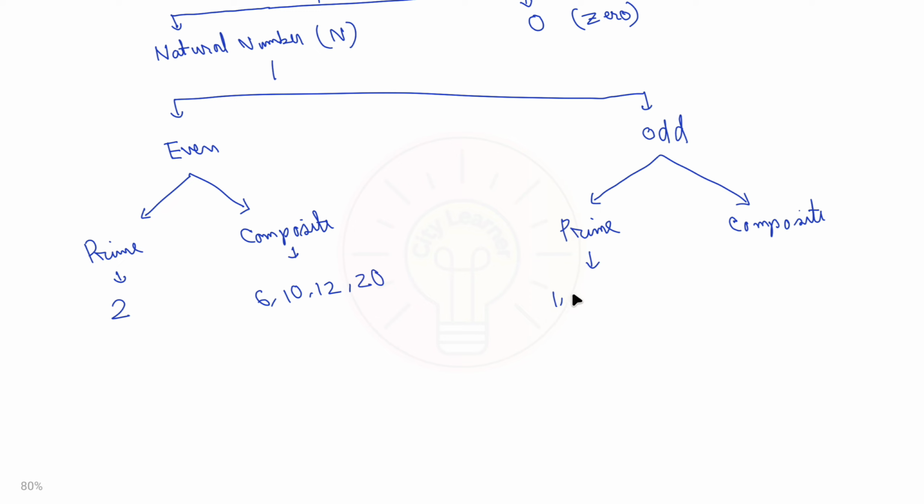Now odd prime numbers: 3, 7, etc. These are the odd prime numbers, and composite numbers. Odd composite numbers are odd numbers that are composite, 15, 21, 35, 9, etc. And even composite numbers are 6, 10, 12, 20, etc.